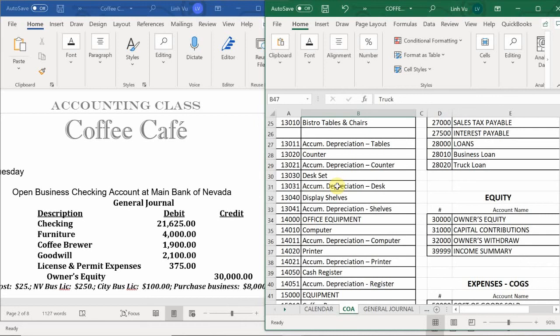And of course, we can't forget about all the licenses and permits that we paid for to get our business started, which in this case is an expense. The court cost to change the name cost me $25. To apply for the state was $250, and then the city cost me $100 to apply. So I just combined them all into one account called license and permit expense. Let's take a look at my chart of accounts.